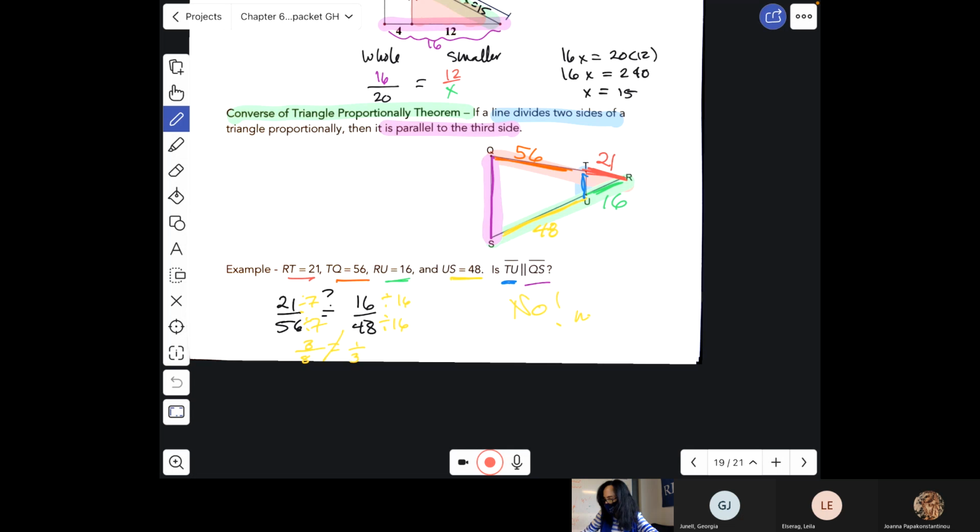No. Because those aren't equivalent fractions, right? 3/8 does not equal 1/3. 3/8 does not even reduce to 1/3. We okay with showing that?